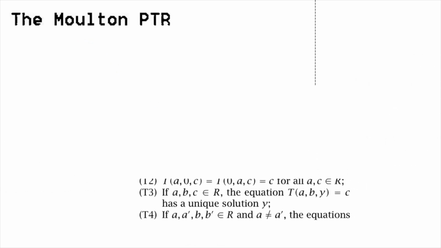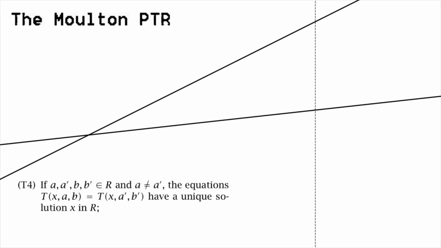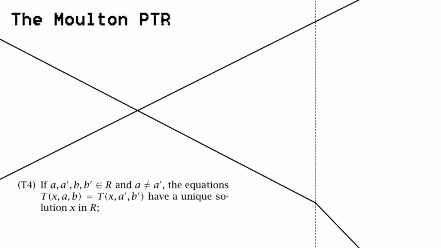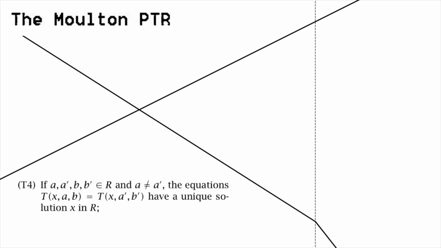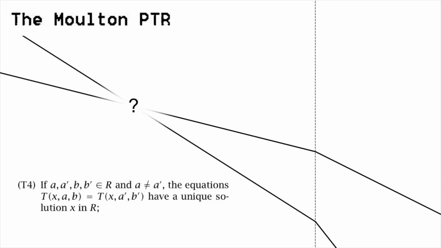The fourth axiom, rephrased geometrically, says that if two Moulton lines have different slopes, then they must intersect. If both slopes are positive, then this is just the usual result for normal lines. If one line is positive and the other negative, then it's clear that since one goes up and the other goes down, they'll have to meet somewhere. The case where both are negative is the tricky one, but it's not so bad.